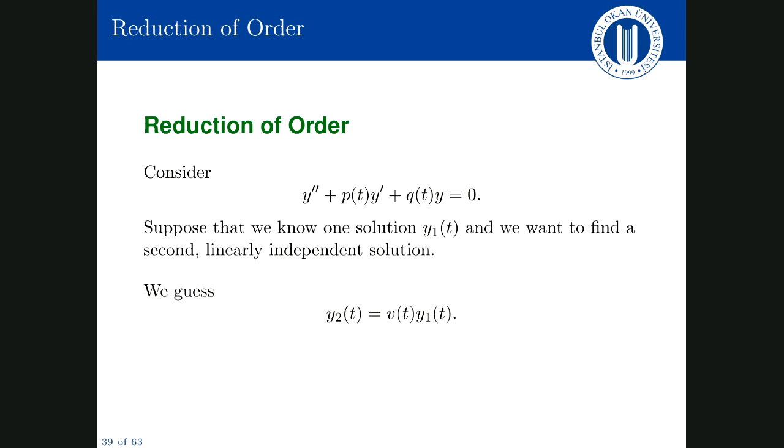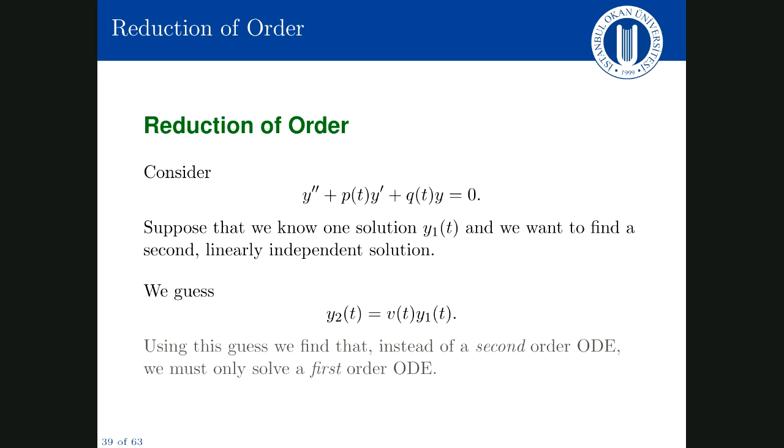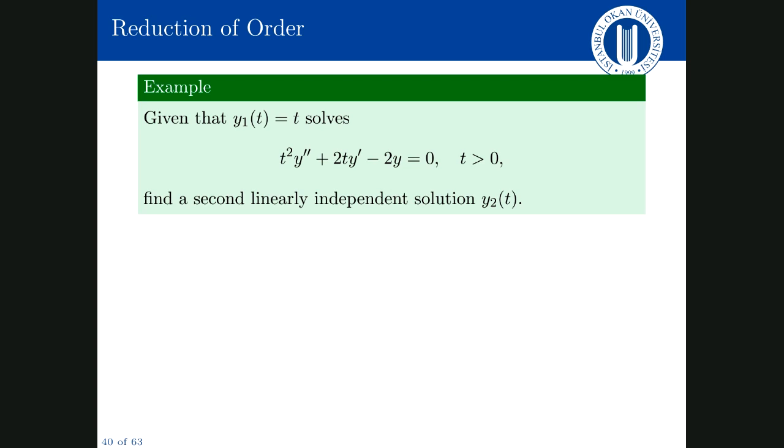We make a guess. We guess that the second solution, y2, is some function v multiplied by y1. Using this guess, we find that after we've done some calculations, instead of needing to solve a second order differential equation, we only need to solve a first order differential equation. We reduce the order of the equation that we need to solve. One example.